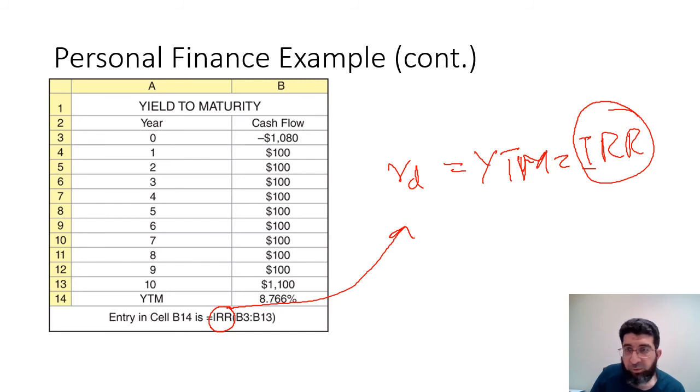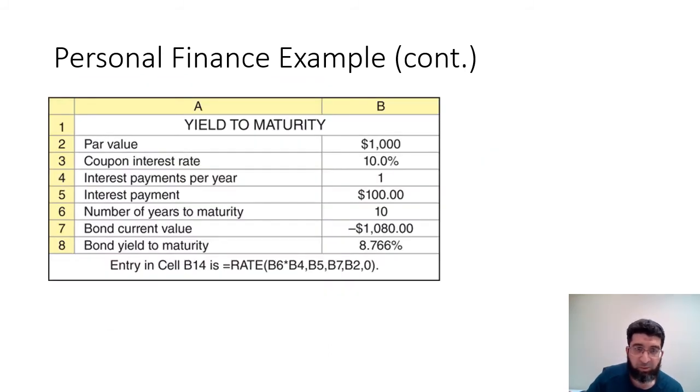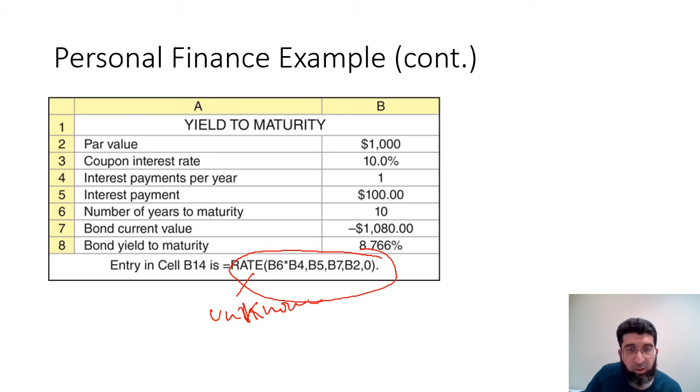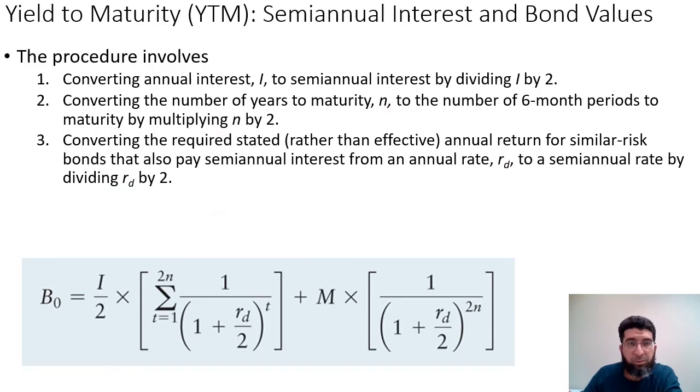Now, you can also use a formula to calculate the rate, because the rate is the unknown that we need to find out, and you can calculate it by this formula as well. So if the bond pays semi-annual interest, normally in the US all the bonds pay semi-annual interest, then in order to incorporate that characteristic, we can use the following procedure.